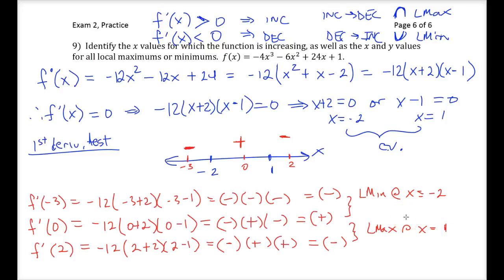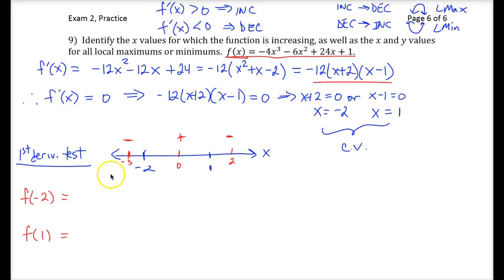So here we've verified that at x equals -2, we actually have a local minimum, and at x equals 1, we have a local maximum. So now what we're going to do is figure out what those corresponding y values are at x equals -2 and at x equals 1.